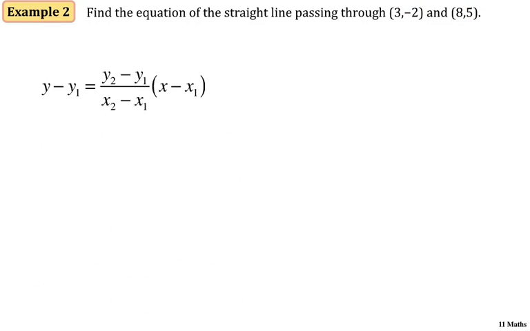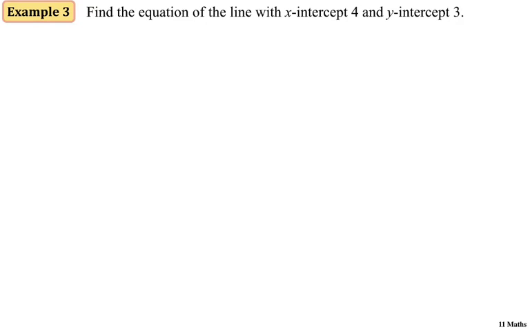And our final example, find the equation of the line with x-intercept 4 and y-intercept 3. Well, this is one of these rare ones. I could actually treat the x-intercept as the point 4, 0, and the y-intercept as the point 0, 3, and then use my 2-point formula.